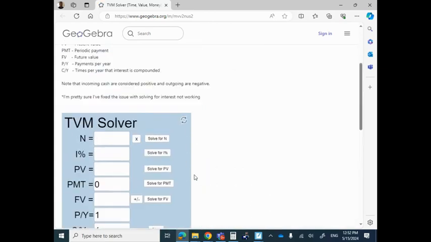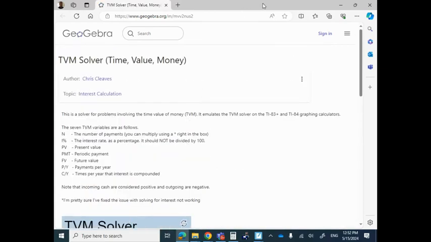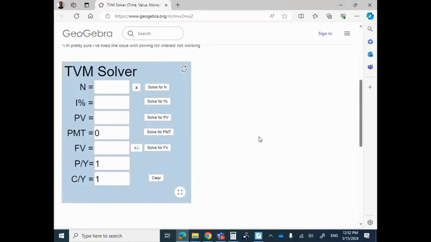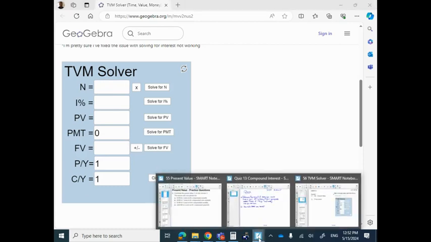So I have a link that works. I used to use these on a TI-83 Texas Instruments graphing calculator back in the day. We don't really use those anymore because they're a little bit archaic, but the TVM Solver works exactly like it. So it's a pretty nice, handy tool.